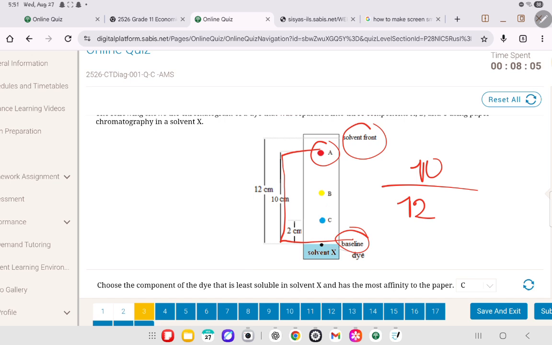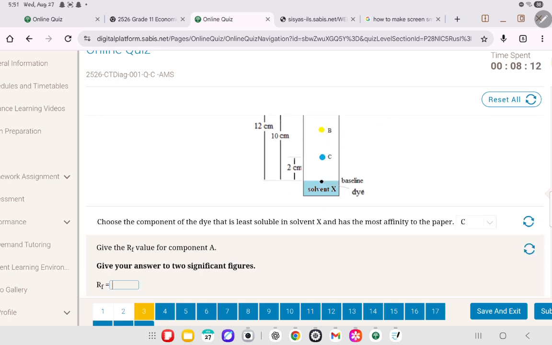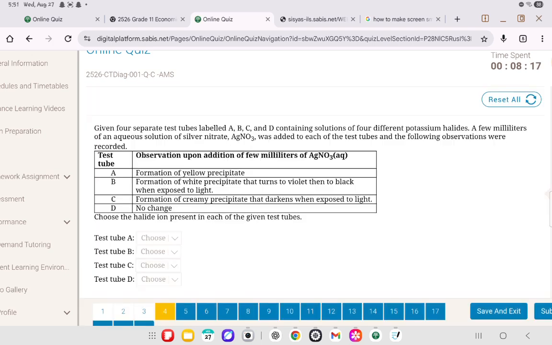Put it on your calculator, and you will get an answer of approximately 0.83. So the answer over here is 0.83, which is the RF value. It has no unit. We move on to question number 4.